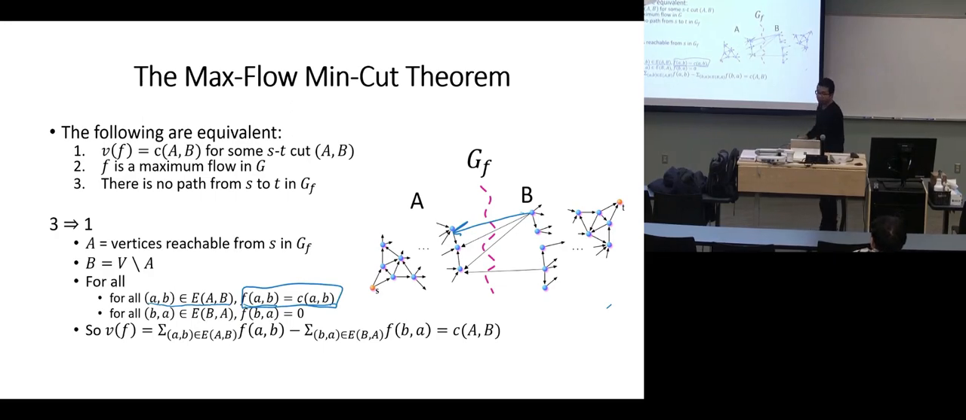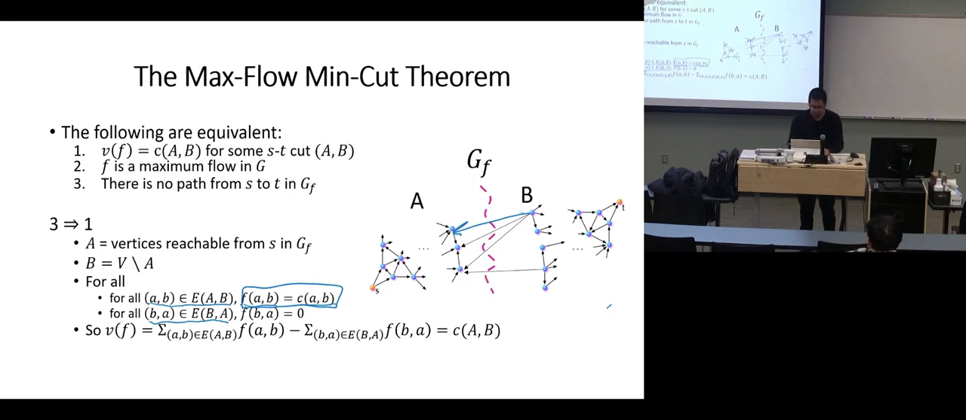In the same way, look at an edge in the original graph from B to A. The flow must be empty. The flow from B to A must be empty, because if you had sent some flow in this direction through this edge, you would create an opposite edge in the other direction in the residual graph. So that cannot happen.